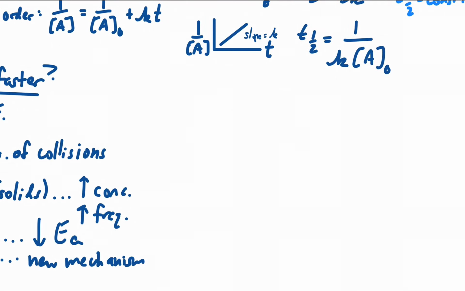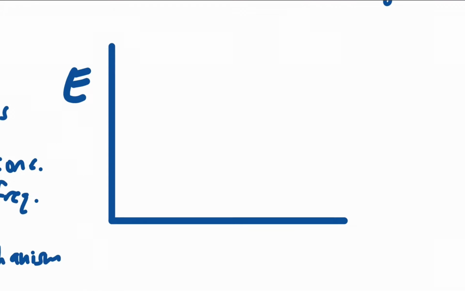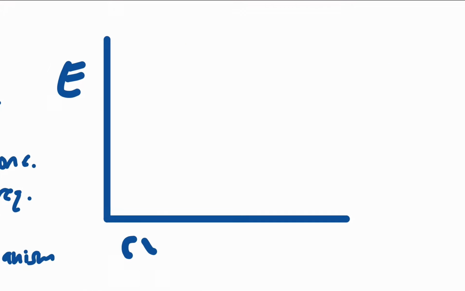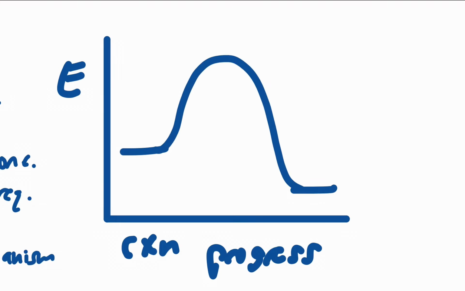Let's just wrap up this review and do some practice problems by looking at some energy diagrams. Speaking of catalysts, if we were to plot an energy diagram like so for the energies of reactants and products versus the reaction progress, we can look at a thermochemical diagram of reactants going to products and seeing a path under which that reaction goes. This is from reactants to products.